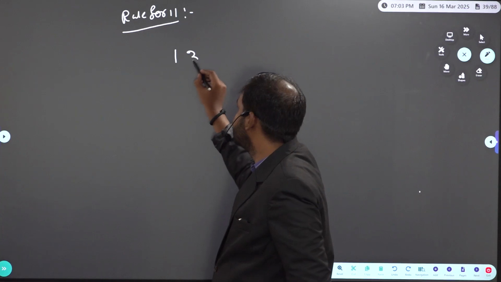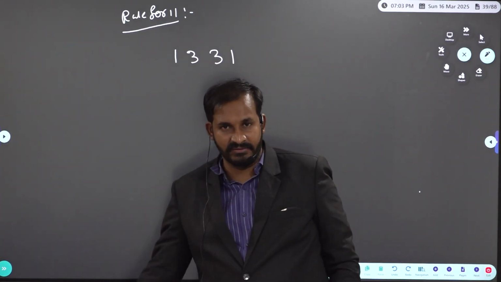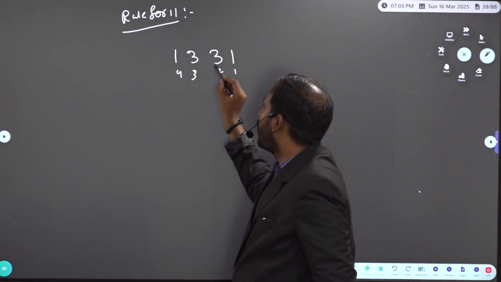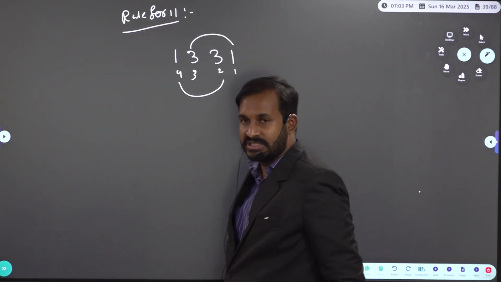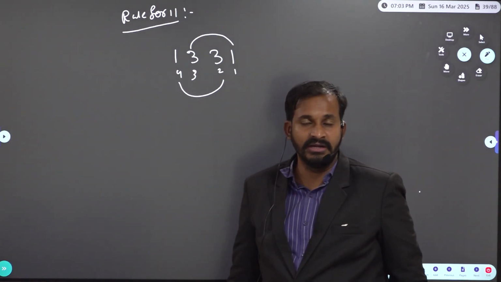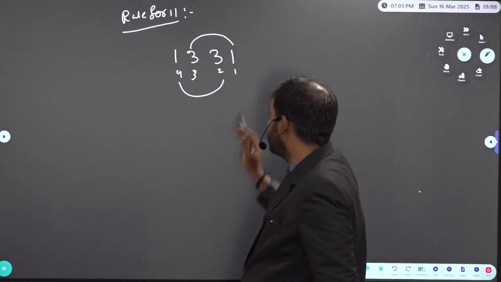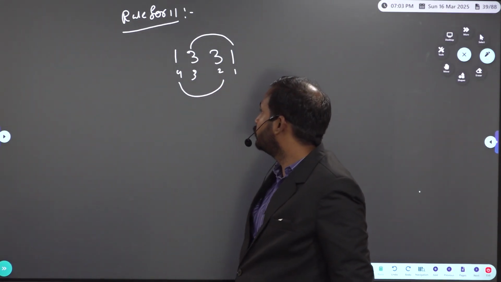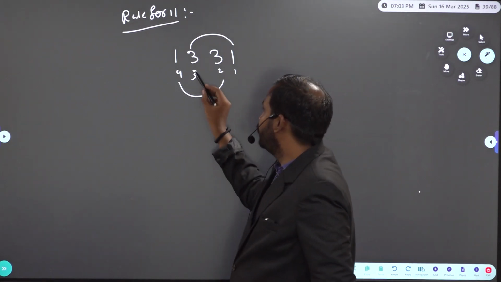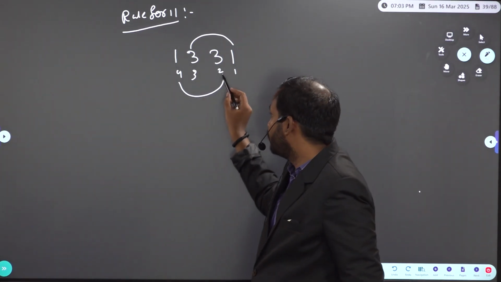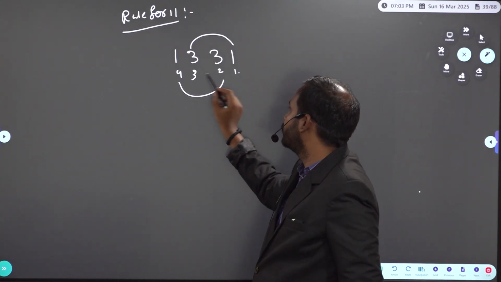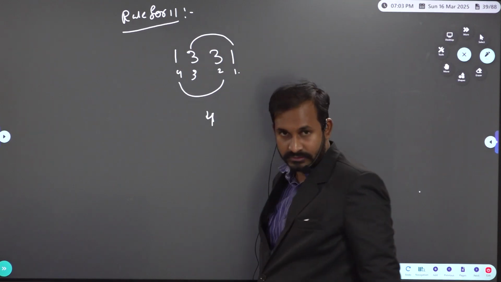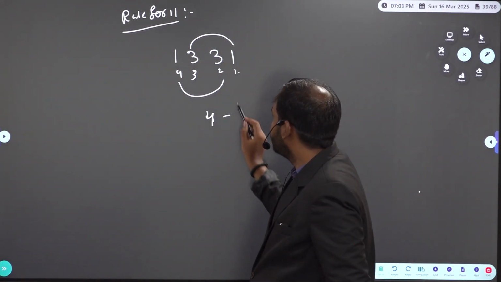So for example, I need to check whether 1331 is divisible by 11 or not. I will divide it into 2 groups, odd positions as one group and even positions as one group, starting from the right side: 1, 2, 3, 4. Now, if you add the odd position sum, what is it? 1 and 3 are the odd positions, so the sum becomes 4. What is the even position sum here? Here also the same, 4.